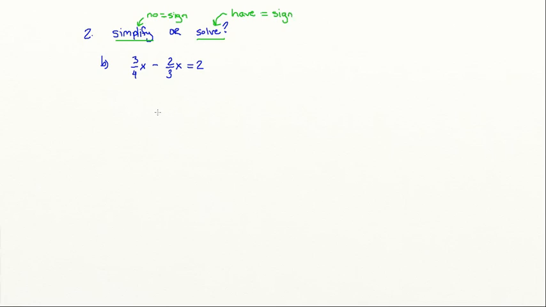Let's start off with 2b. 3/4 x minus 2/3 x equals 2. There's an equal sign, so we're going to solve. We need to add some fractions here. So our lowest common denominator is going to equal 4 times 3 is 12. So again, now we have a couple choices. We could make the lowest common denominator for everything 12, or we can just multiply everything by 12.